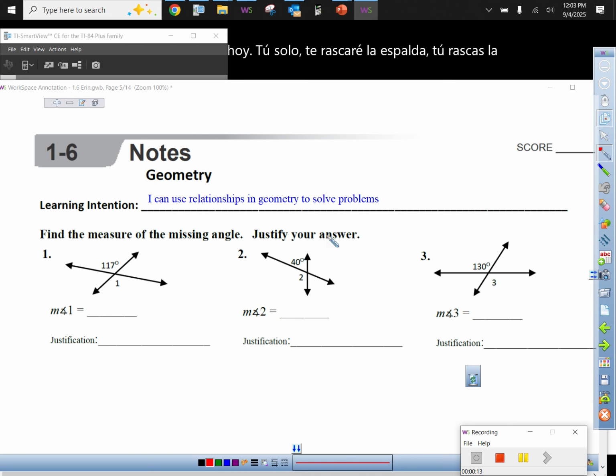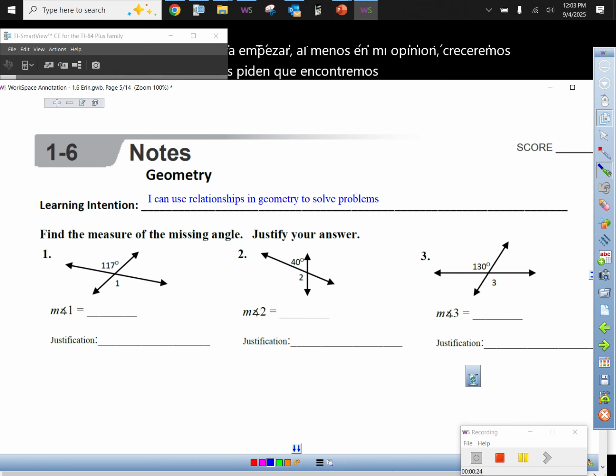I got some real simple ones to start out with, at least in my opinion. We'll grow to get better at them. But they ask us to find the measure of the missing angle. And here's something that on this worksheet I wish I would have had. Your homework's going to have it this way, but it won't be on this one. Do you see this 117 right there, guys? And they're asking me to find 1.